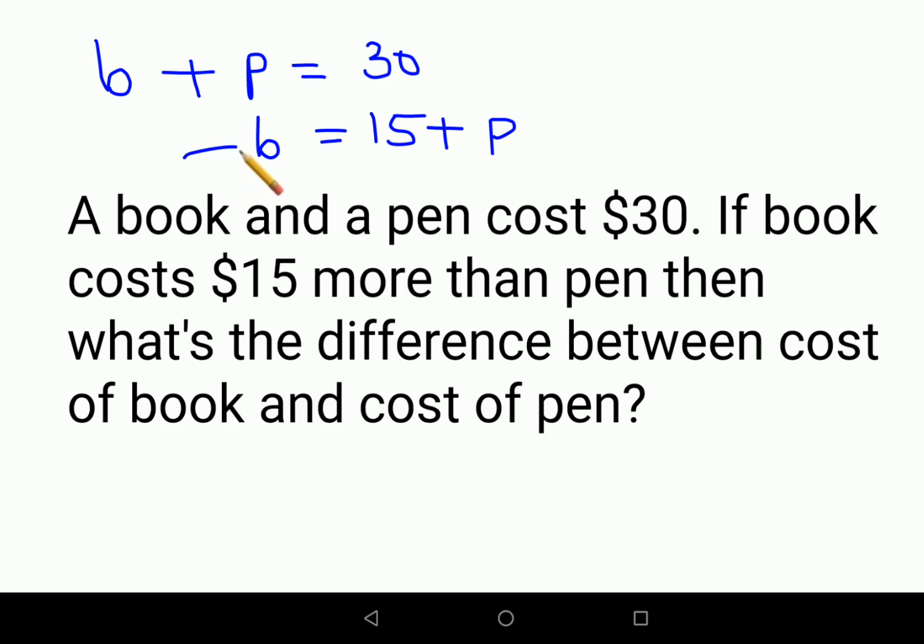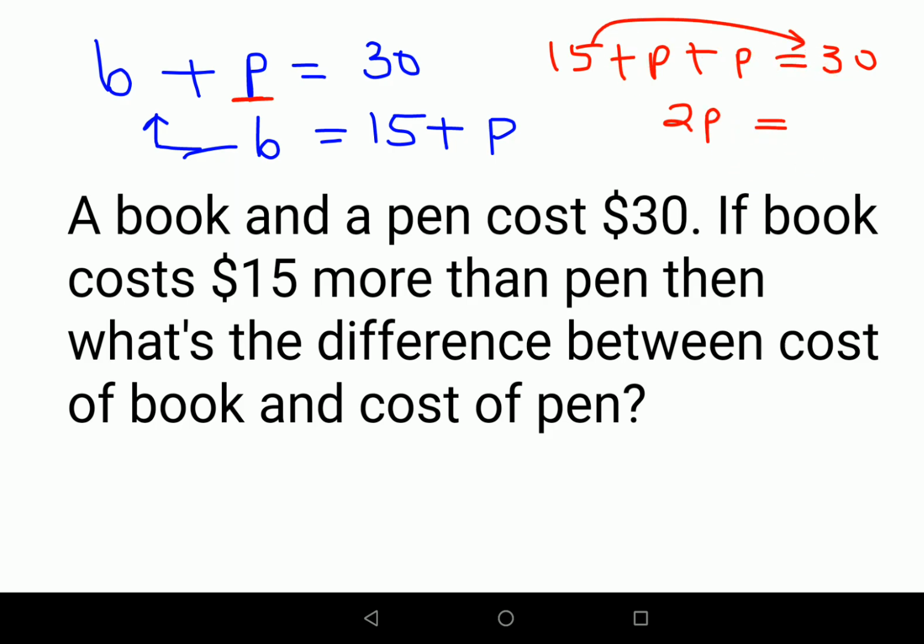We can substitute this value of B over here. So what we get is, instead of B, now I can write 15 plus P. Then this P is still left over. So plus P equals 30. So now we have 2P, and we'll take the 15 to that side. So 30 minus 15 should get you 15. And dividing both sides by 2, you get the value of pen.